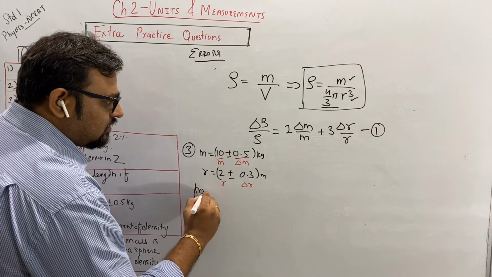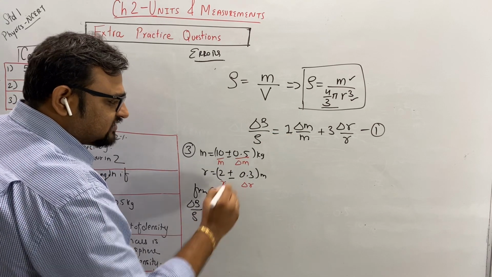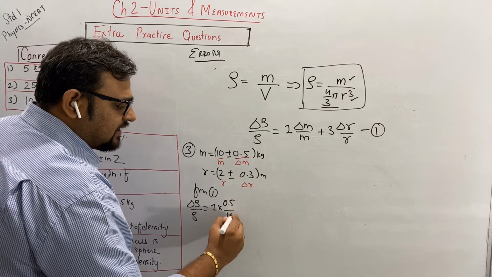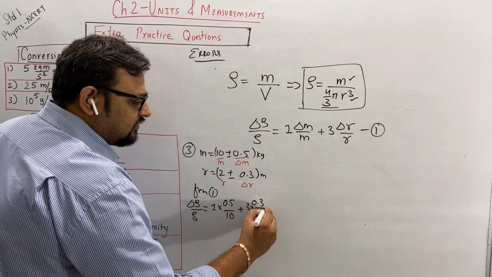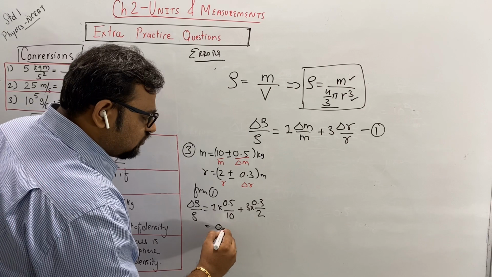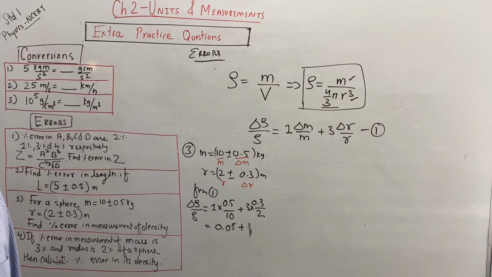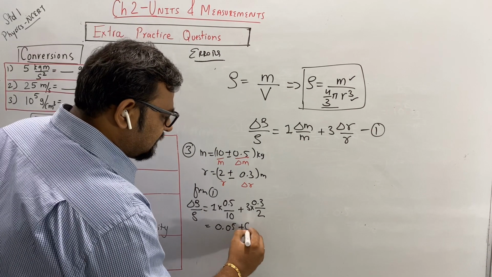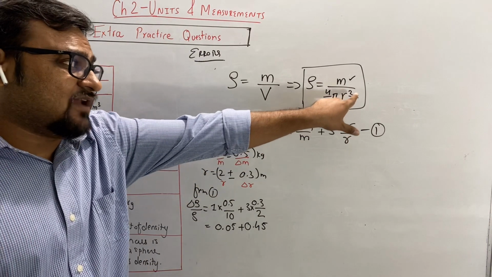So now, from 1, delta rho by rho equal to 1 times delta m by m, which is 0.5 by 10, plus 3 times delta r by r, which is 0.3 upon 2. Clear? So 0.5 by 10 is 0.05. 3 multiplied by 0.3 divided by 2 is 0.45. Clear?